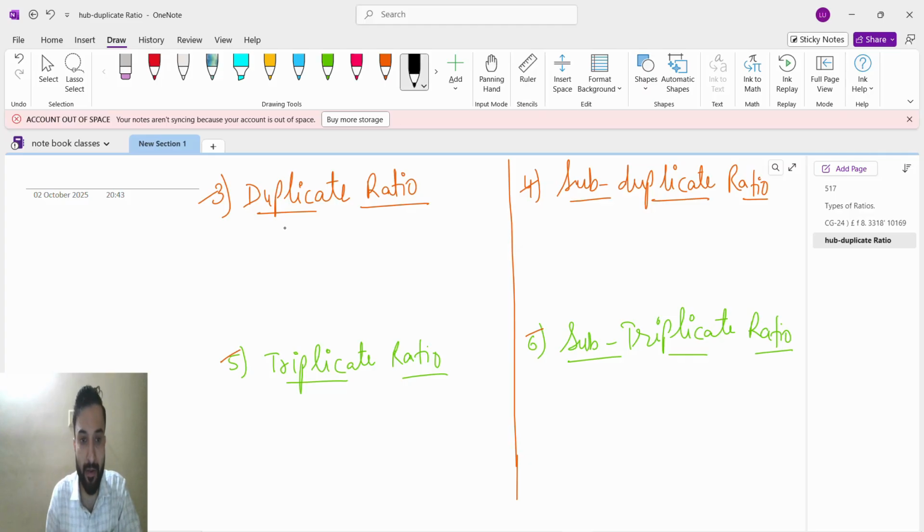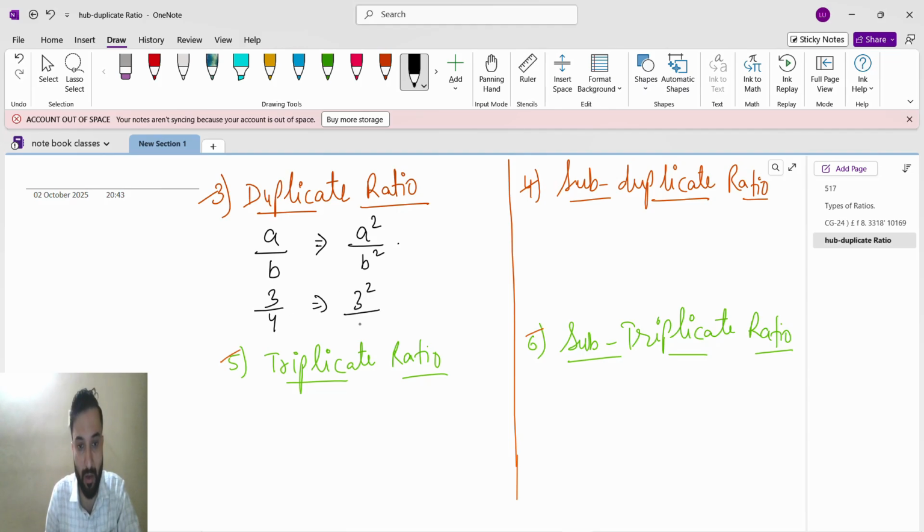See, duplicate ratio means if any ratio is given, suppose A by B, and we have to find the duplicate ratio, we have to take the square of that ratio. That's it, we get the duplicate ratio. Suppose we have a ratio 3 by 4, we have to find the duplicate ratio of 3 by 4. Duplicate means square, so 3 squared by 4 squared, so 3 squared is 9, 4 squared is 16.